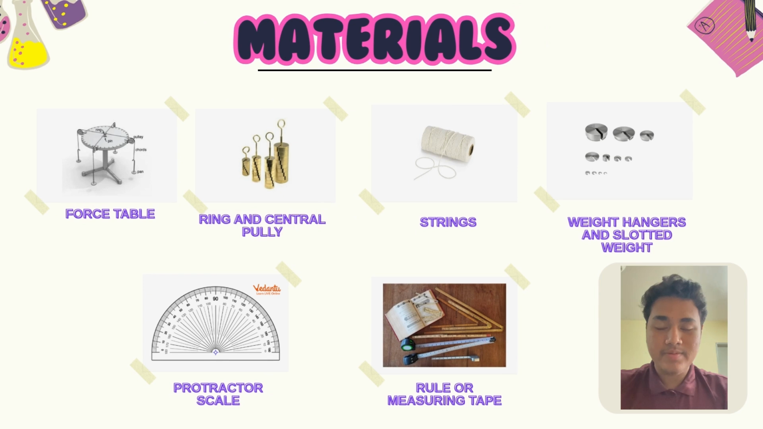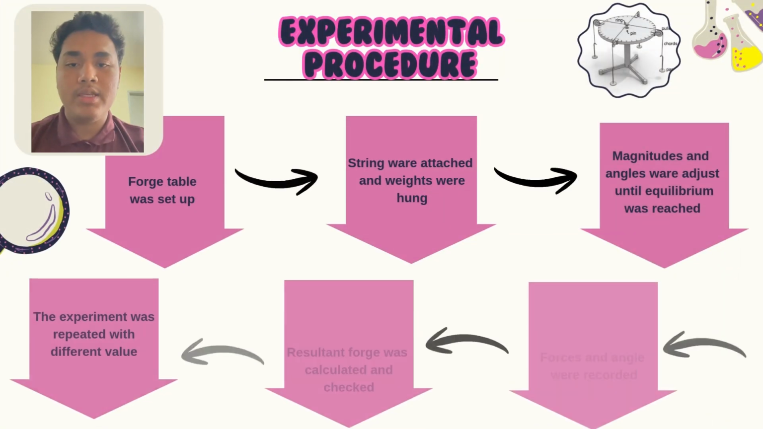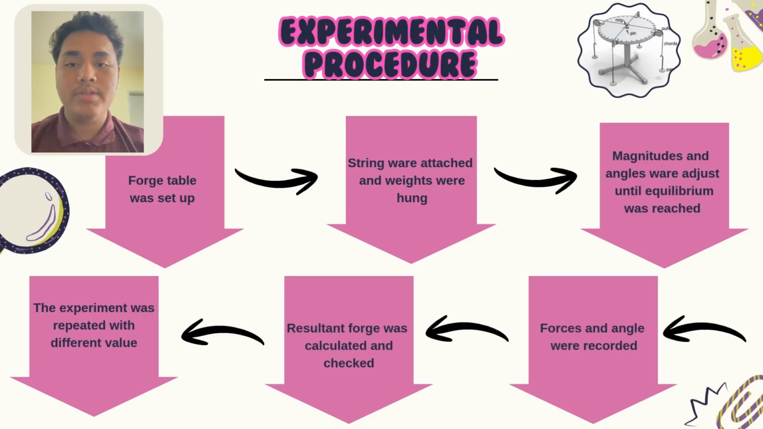Materials for the experiment: force table, ring and center pulley, string, white hanger and slotted weights, protractor scale, ruler or measuring tape. Experiment procedure: the force table was set up.